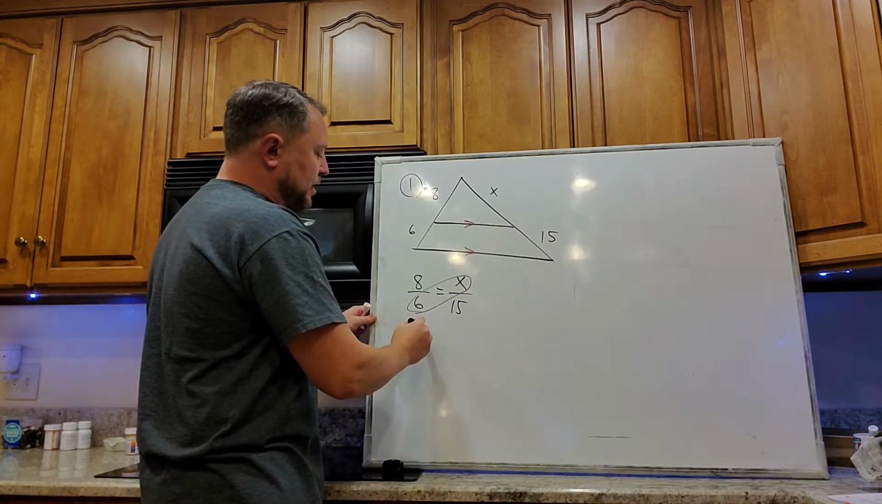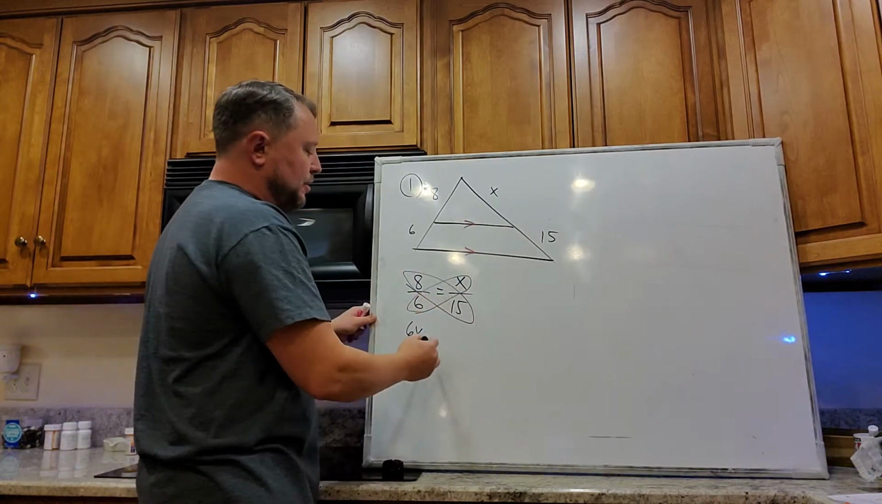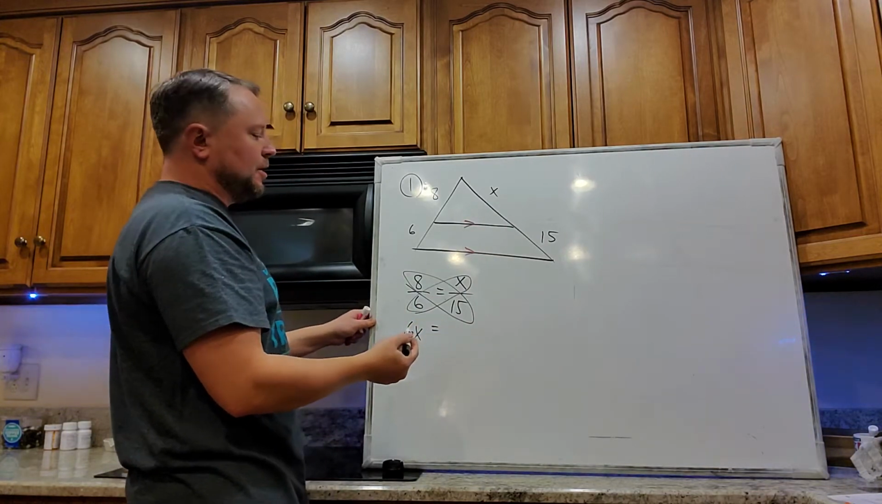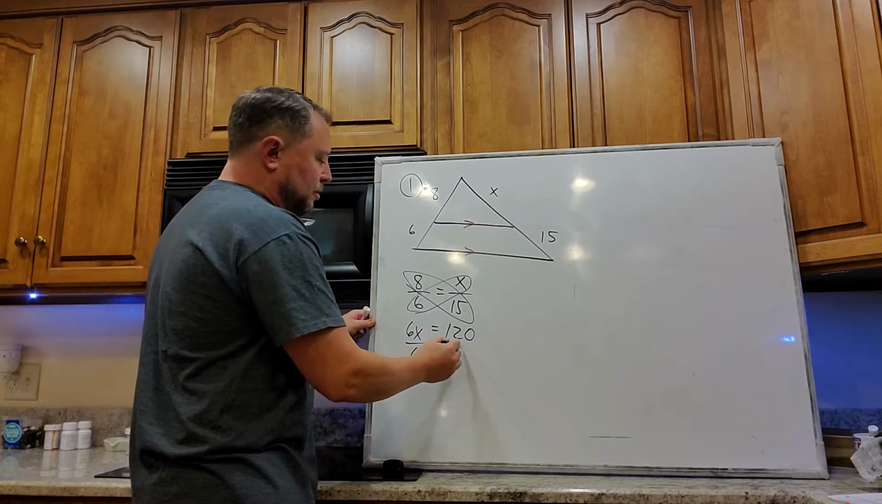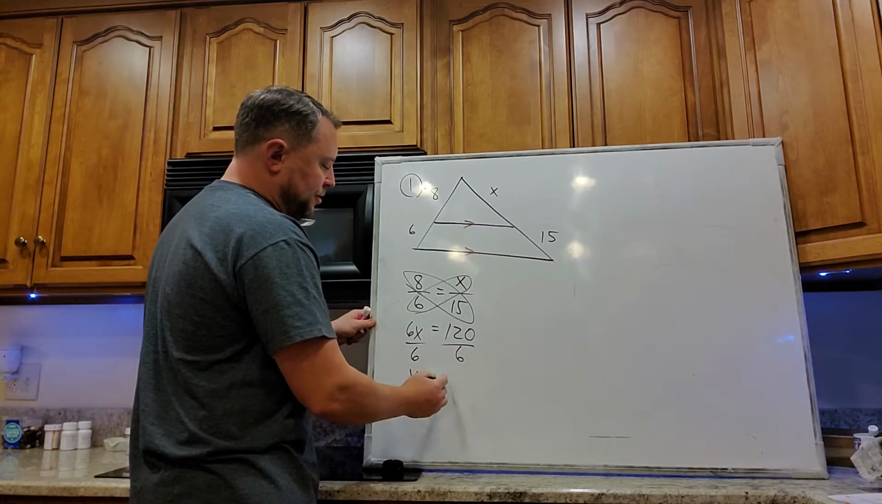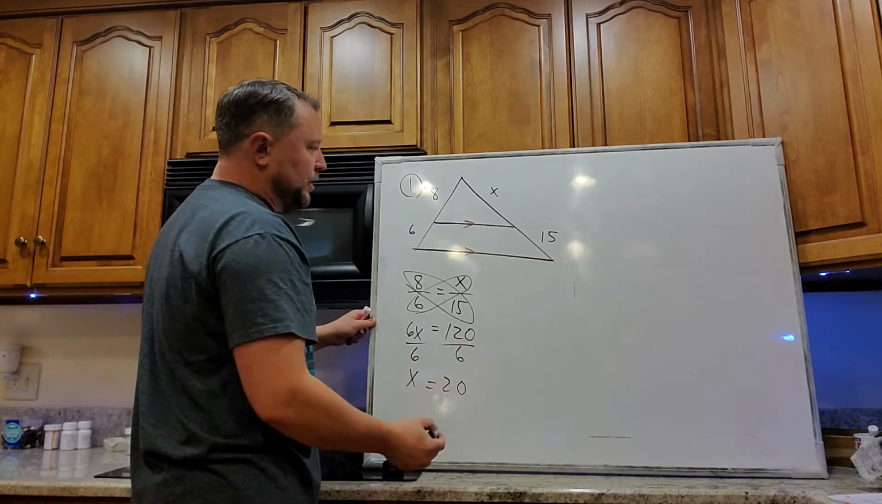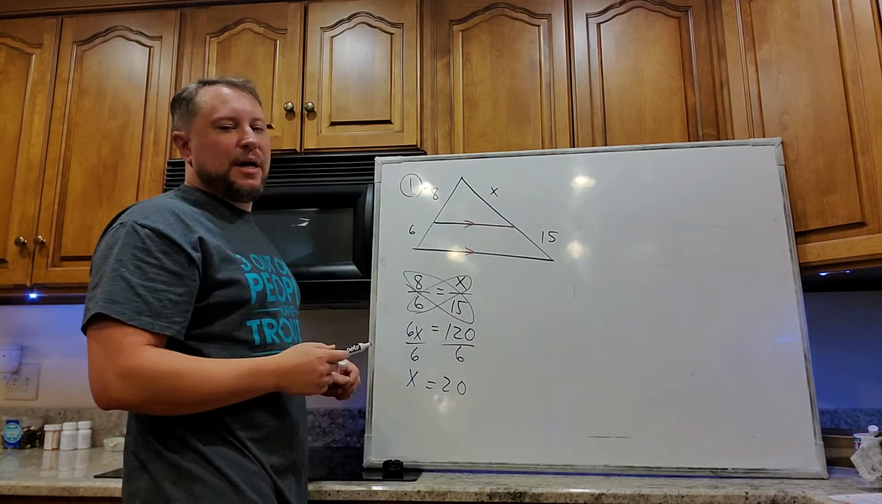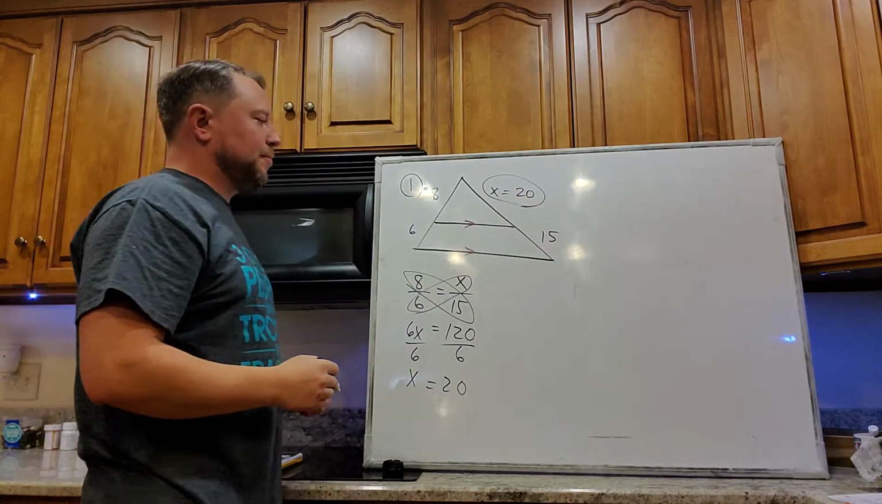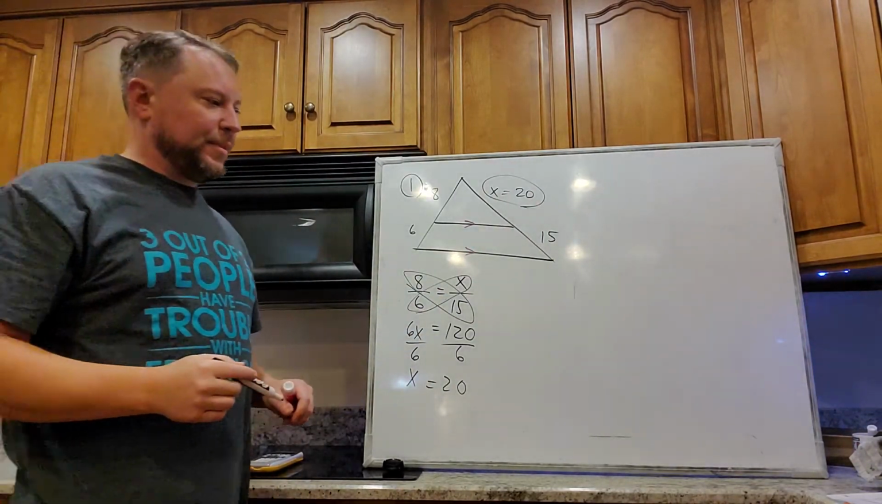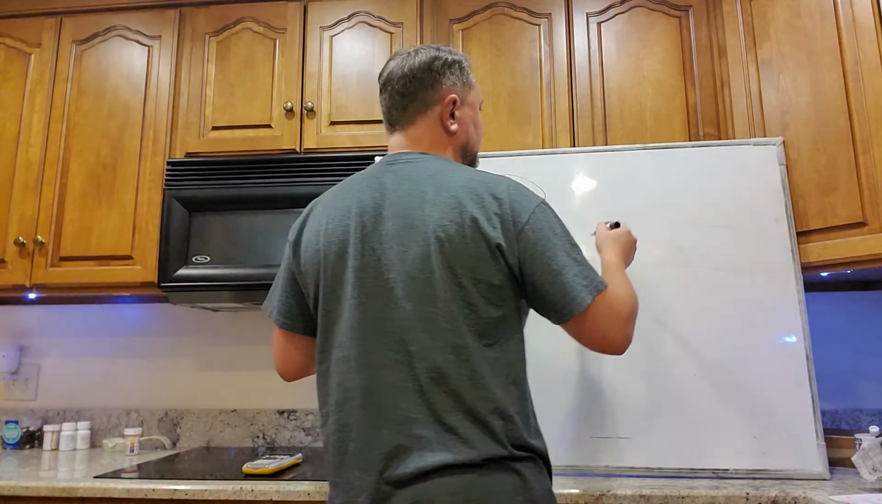Now I solve this. Cross multiply, I get 6x here. 8 times 15 is 80 plus 40, 120. Divide by the 6. That goes into there 20 times. That means my top value up here that was missing, x, has to be 20. Okay? Let's try another.